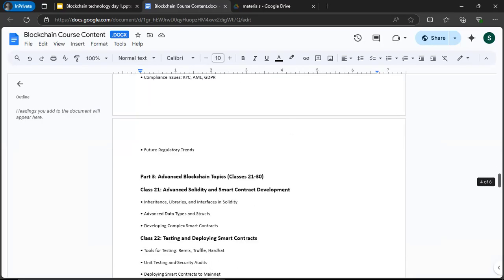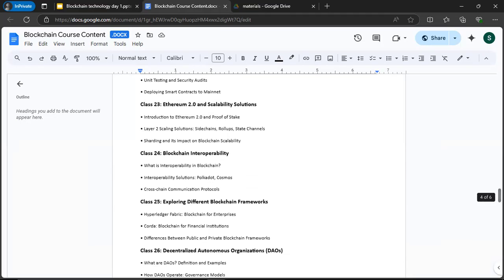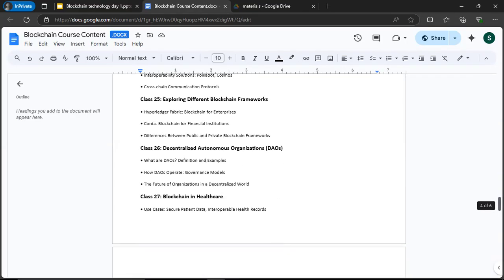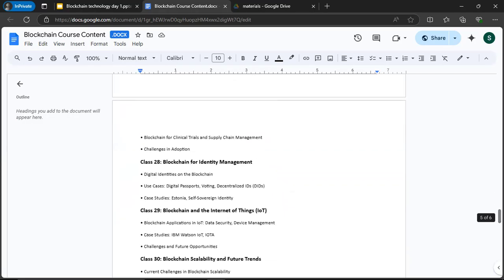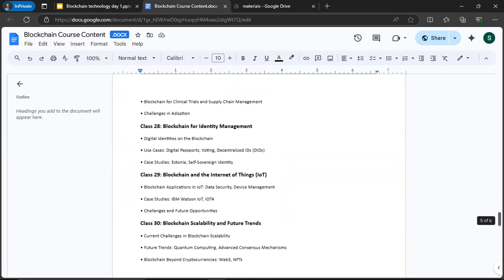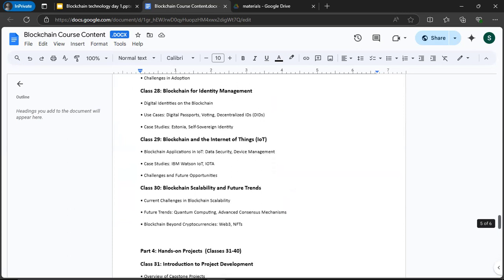And in the third part, which is the advanced blockchain, we are going to cover topics like advanced Solidity and smart contracts, testing and deploying of smart contracts, Ethereum 2.0 and scalability solutions, blockchain interoperability, exploring different blockchain frameworks, decentralized autonomous organizations, blockchain in healthcare, blockchain for identity management systems, blockchain in Internet of Things, which is also known as IoT, and blockchain scalability and future trends.